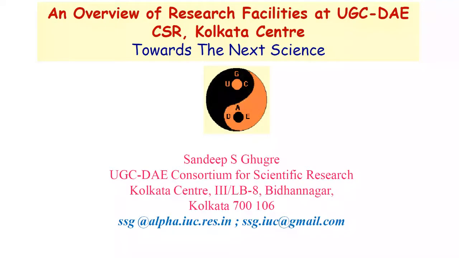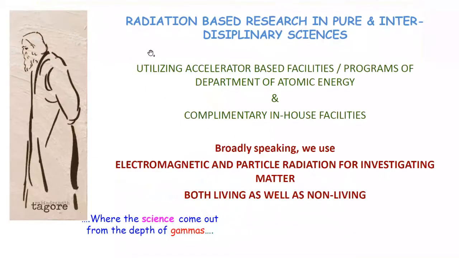So if I were to say what I do in Calcutta, I would say we are involved in radiation-based research in pure science. And of course, people may debate over a cup of coffee that it does have a lot of spin-offs when I talk about interdisciplinary science. So radiation is the central theme which binds all my colleagues at Calcutta Center. And we are involved in utilizing the accelerator-based facilities and programs of the Department of Atomic Energy.